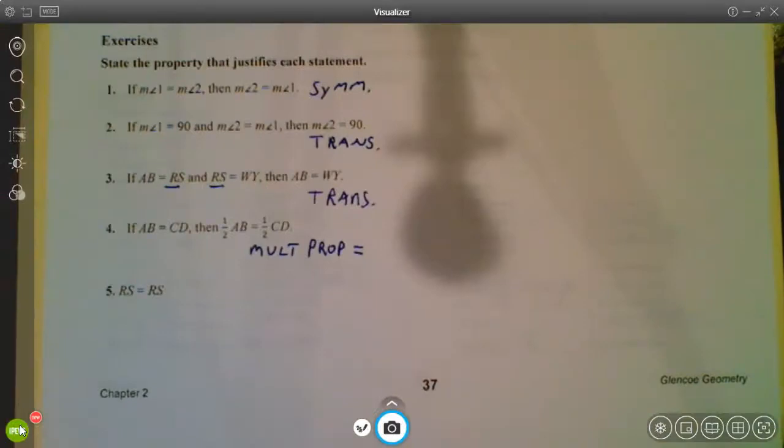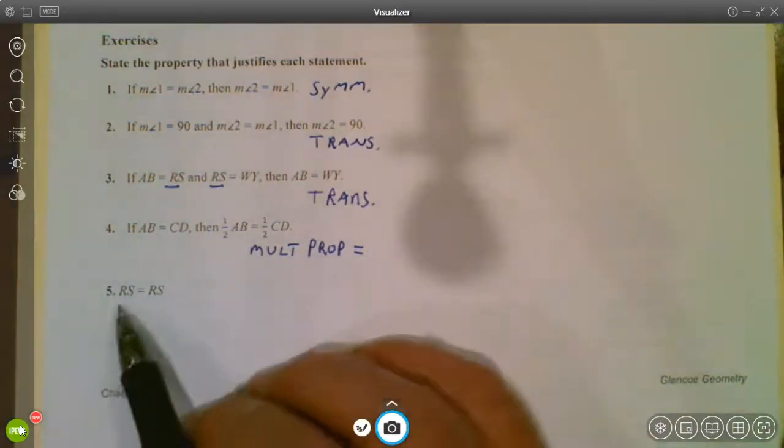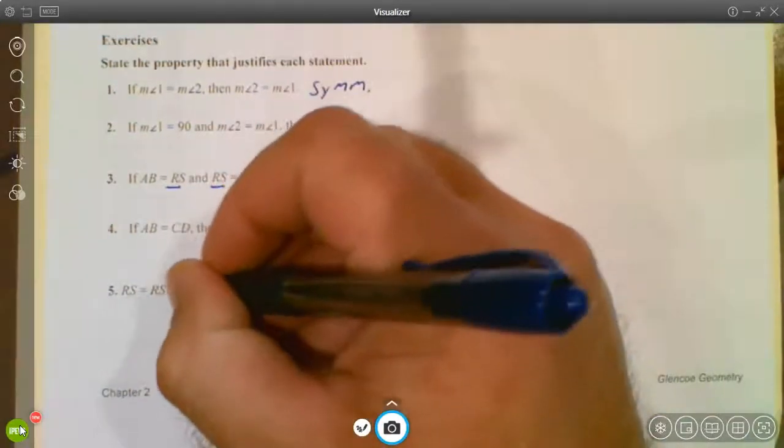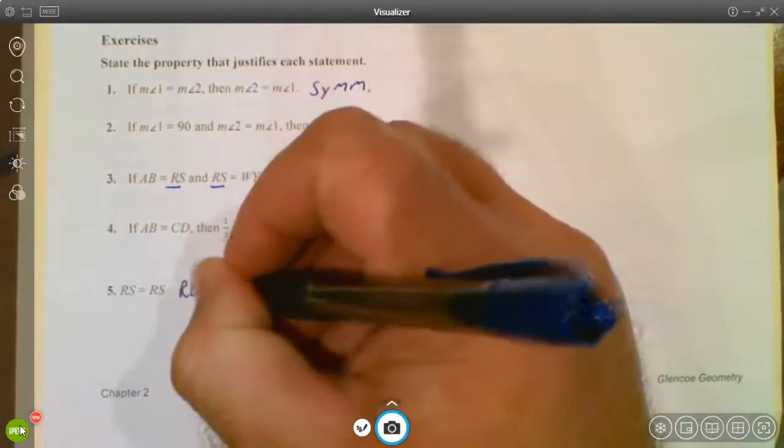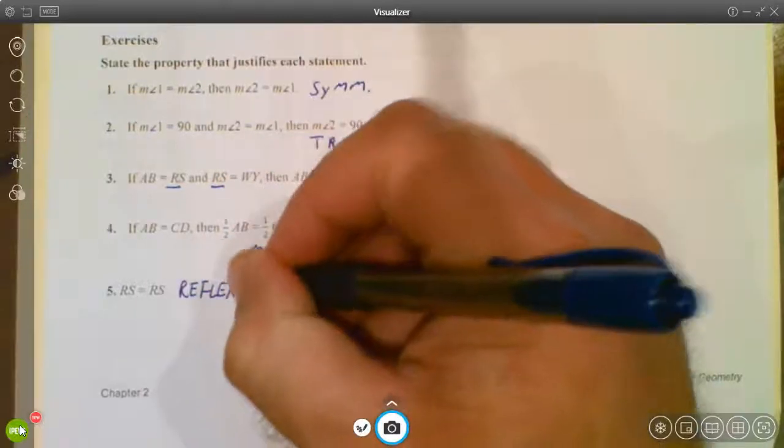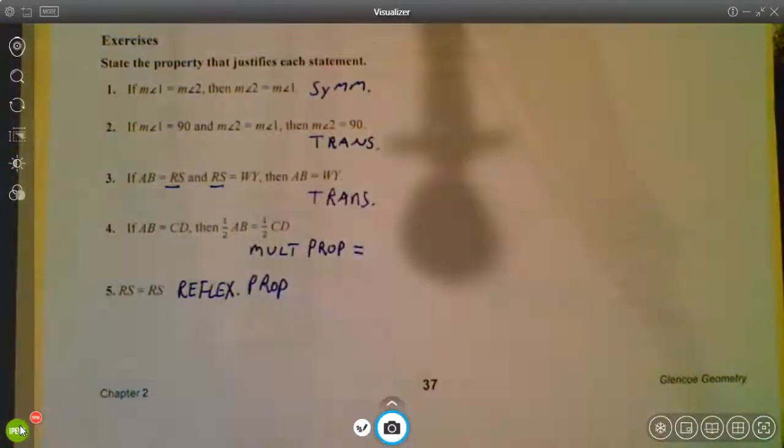So they threw us a little curveball. That's not one of the three from up above. The next one is, though. If you're looking at yourself in the mirror, you're looking at your reflection. RS equals RS. That is our reflexive property. All right. So that's it for 2.6. We will continue on in the next one.